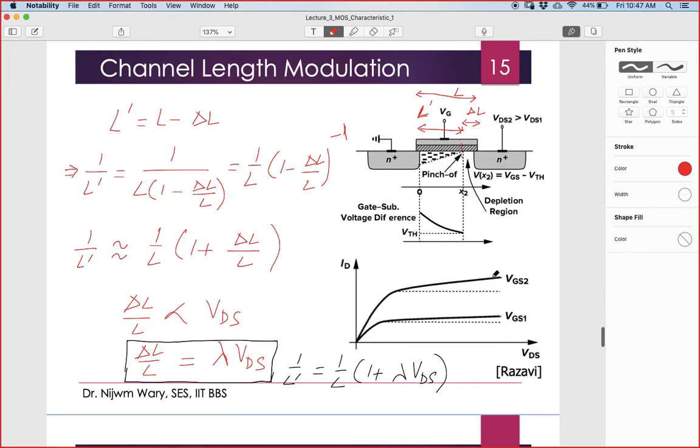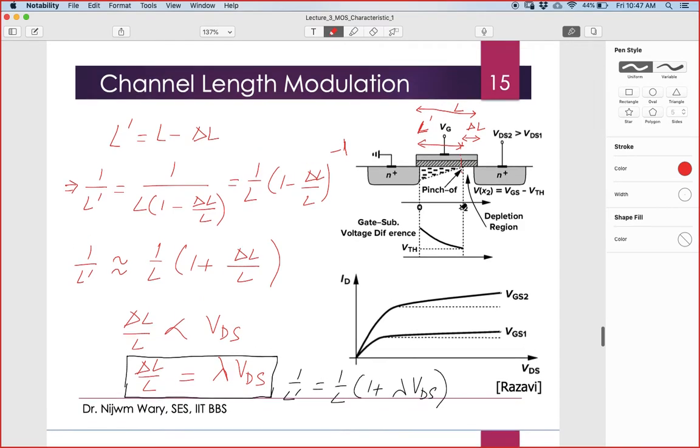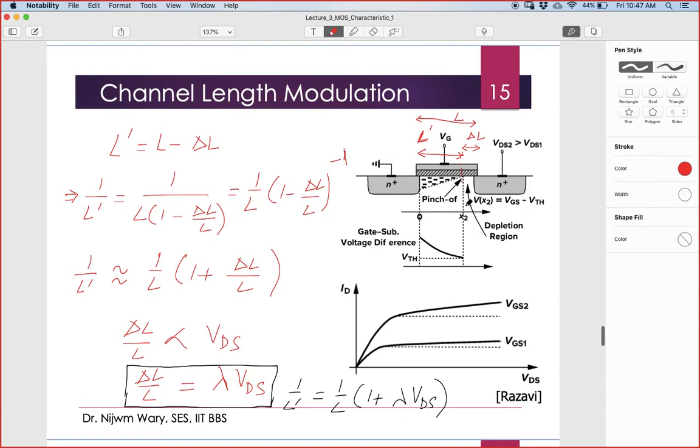There is this slight increment in the current. So now as we go to a very low technology node, right? When we go to the very lower technology nodes, 65 nanometer, 28 nanometer, because the channel length has reduced a lot, we cannot neglect this lambda, right? Because this pinch off region becomes a very significant portion of the total L. So in a very higher technology node, this lambda becomes a very important factor.